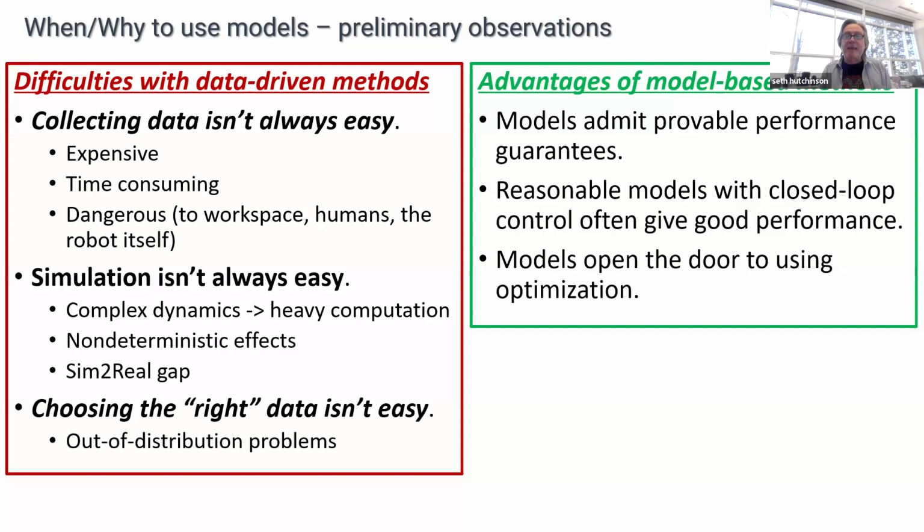Second, even reasonably good models do really well if you wrap a closed loop controller around the model, right? So reasonable models plus closed loop control often will give you performance that is quite good. And then the last thing is, if you're using models, you can do optimization, where you have some kind of system model that you can either use as a black box simulator going forward, or you can get inside the model, right, and see what's really happening and optimize individual pieces.